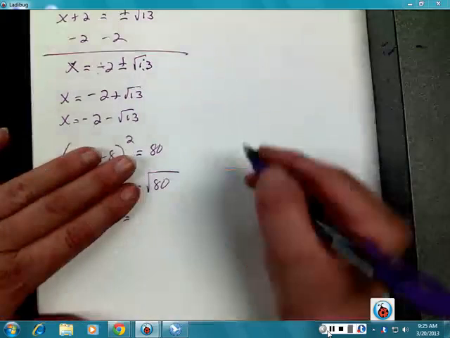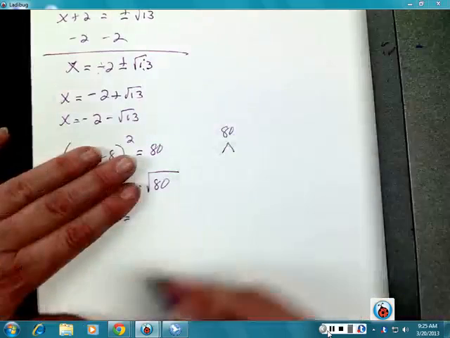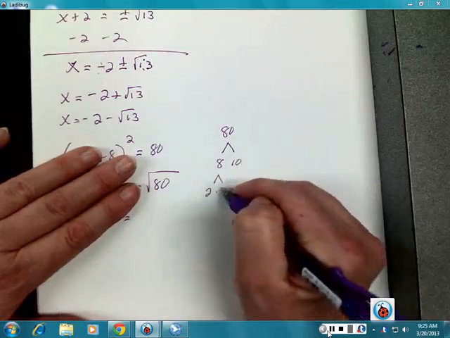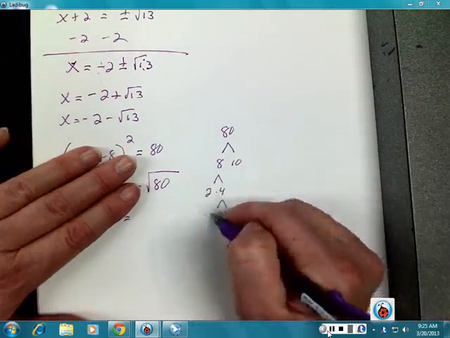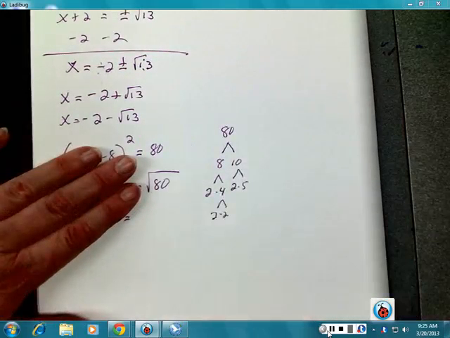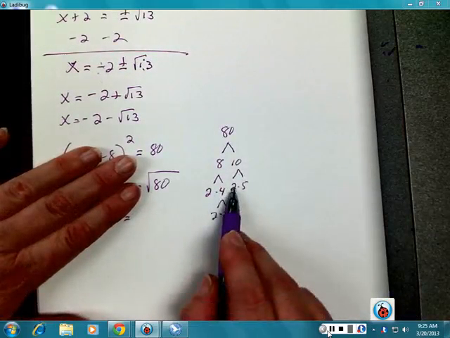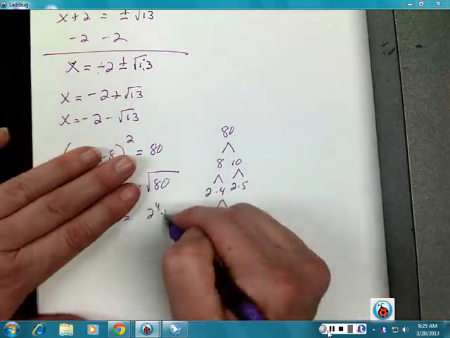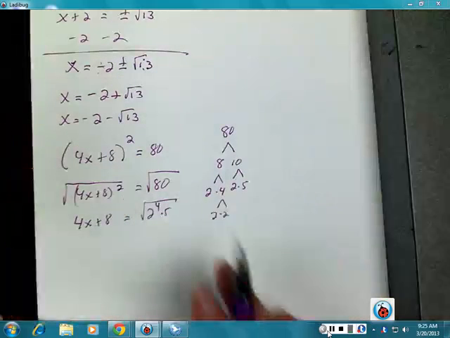What can I do with 80? Well, 80 can break down to 8 times 10. 8 breaks down to 2 times 4. 4 breaks down to 2 times 2. 10 breaks down to 2 times 5. So I got 1, 2, 3, 4 2's times a 5. And I want the square root of that.